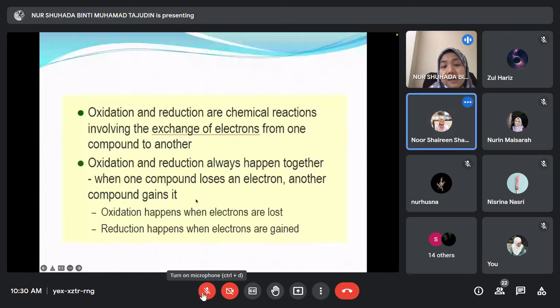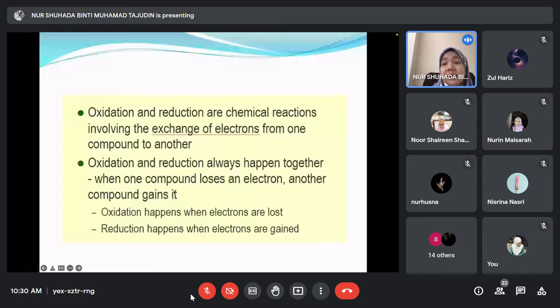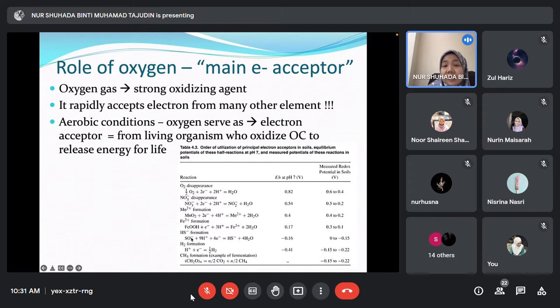Oxidation and reduction always happen together, or they can happen separately too. When one compound loses an electron, for example the Fe2+ just now, another has to accept it, but usually it comes simultaneously. Oxidation happens when electrons are lost, reduction happens when electrons are gained. So the problem here is that it will cause changes in soil chemistry.